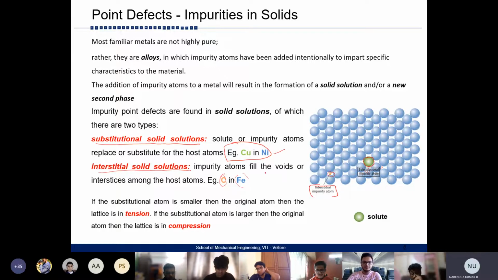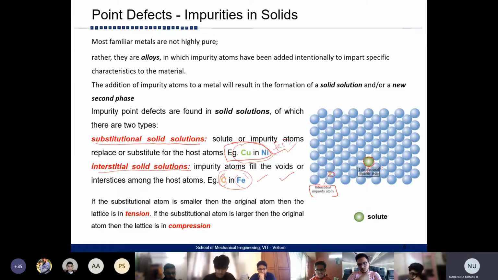So why these two examples were specifically taken: you will read about these later. Iron carbon and copper nickel, you will see the phase diagrams later on. One more thing: nickel and copper both have the FCC crystal system. So there are different criteria for other impurities which can sit inside as a solute atom in an original crystal structure.